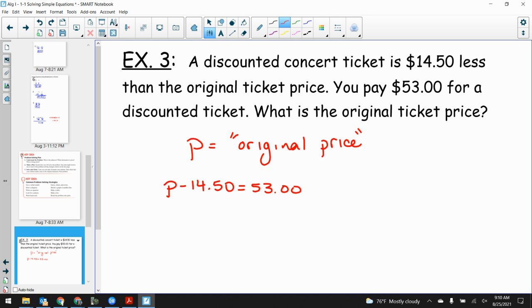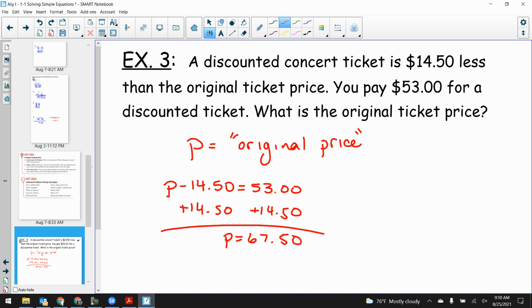Okay, so perfect. We created an equation, and now all we have to do is solve it. What solves this equation? How do I solve this equation? Plus 14.50. That equals 67.50. That would be the original price. Very good. And I'm really glad that he went on to say, and that would be the original price.